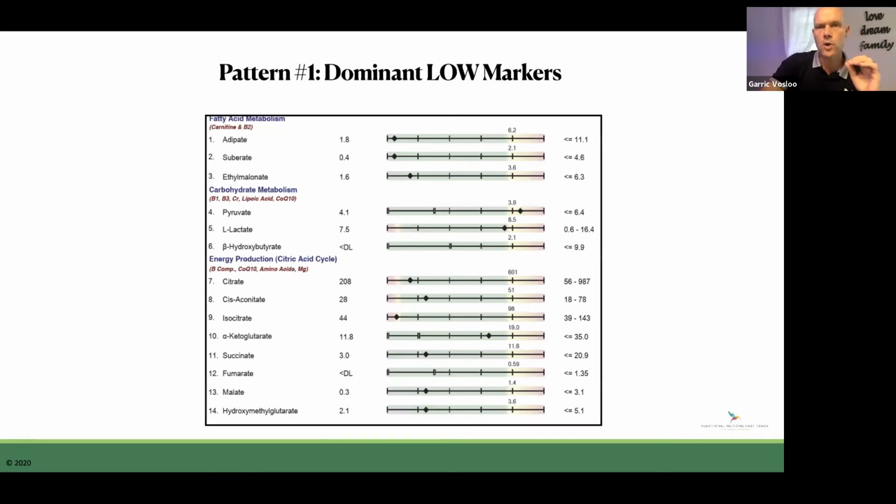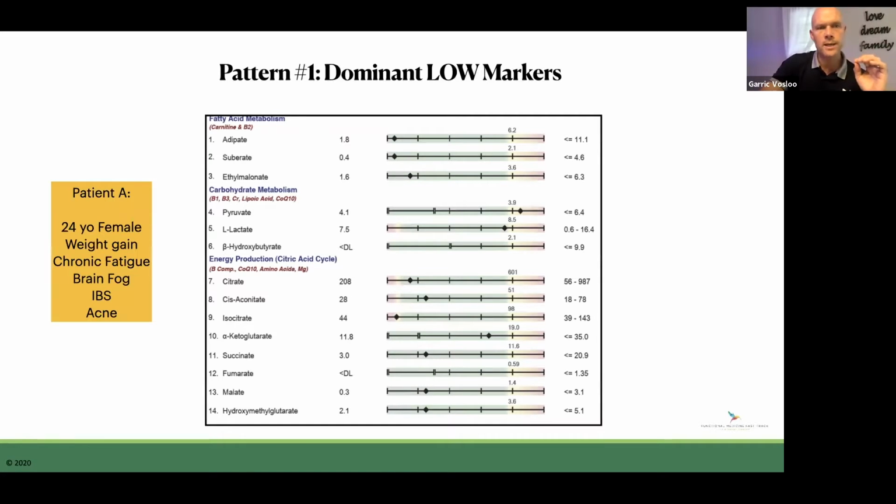So let's have a look at low markers first. This is patient A, a 24-year-old female. Main concerns: weight gain, chronic fatigue, brain fog, IBS, and acne. If you have a look at the first part of the Organix Comprehensive here, which is made up of fatty acid metabolism, carbohydrate metabolism, and then the citric acid cycle, you're going to see a general low pattern, particularly in the fatty acid metabolism and in the citric acid cycle. The majority are in the 25th percentile or below.